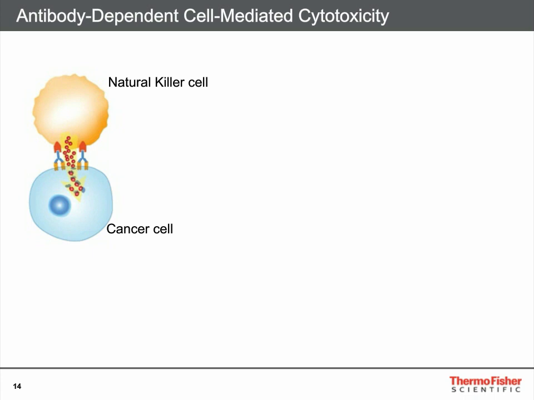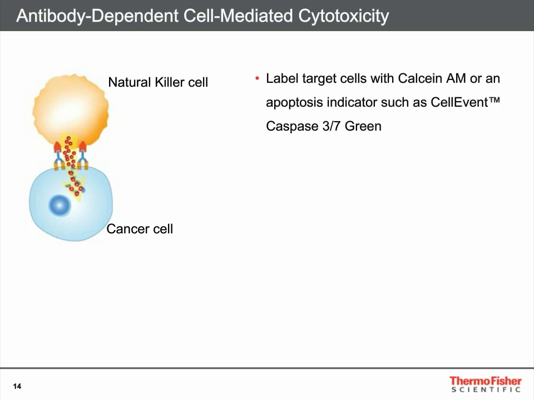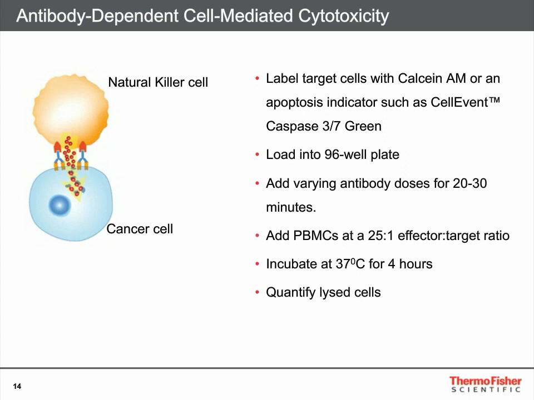In this type of experiment, a common approach is to label our target cells, that is our cancer cells, with a dye such as calcein AM, or in other cases with an apoptosis indicator such as the caspase 3/7 substrate, CellEvent Caspase 3/7 Green. We can label our target cells with one of those compounds, load our cells into a 96-well plate, and then add varying doses, increasing doses of our antibody, incubate for 20 or 30 minutes, allowing the antibody to bind to antigen on our cancer cell.